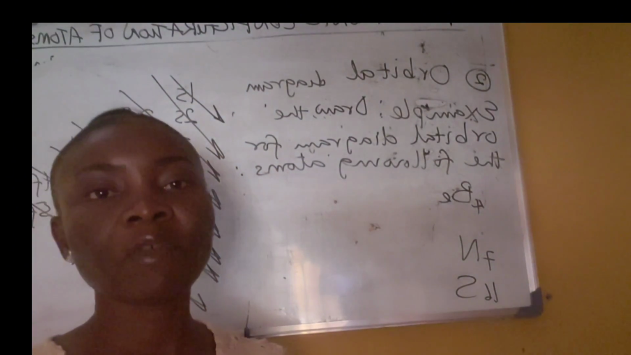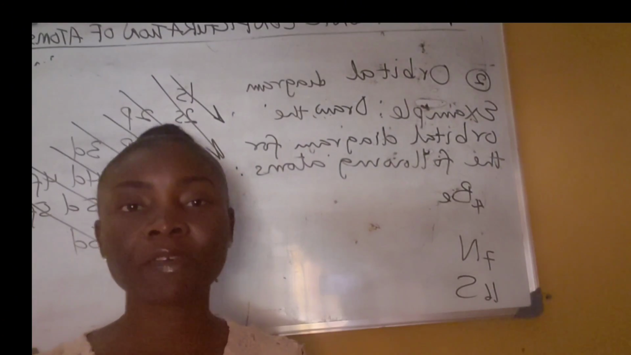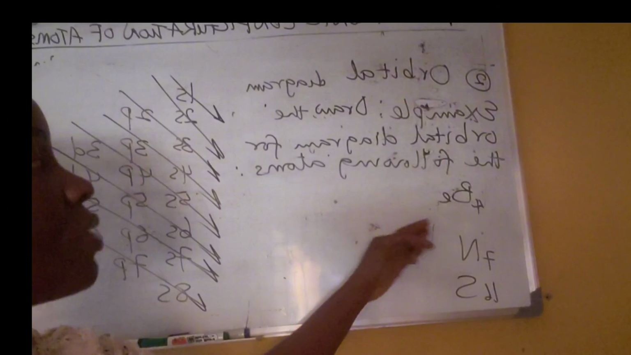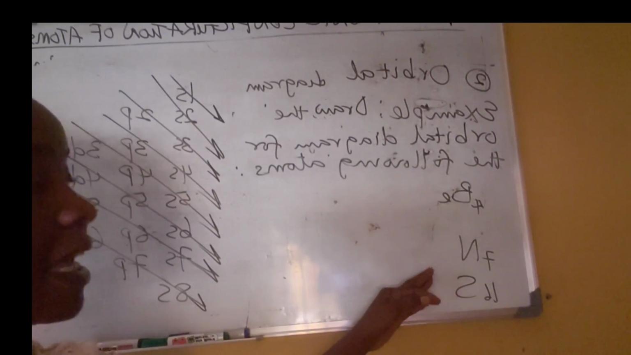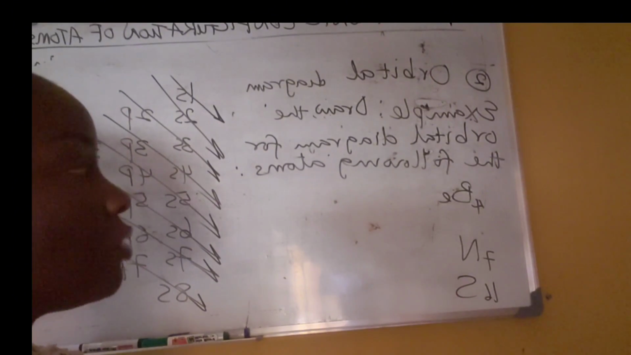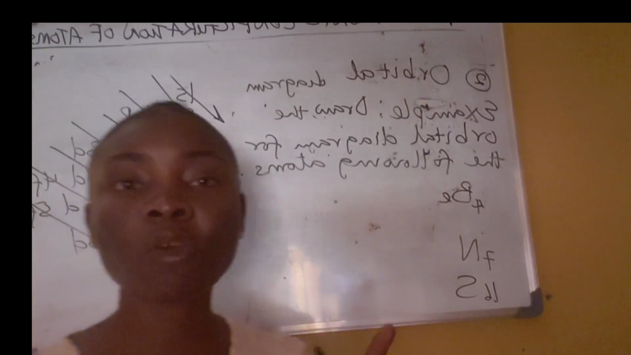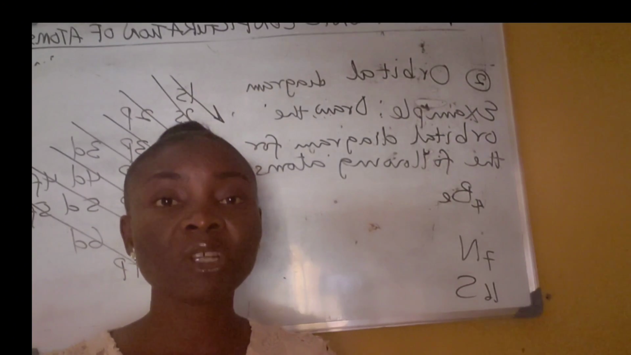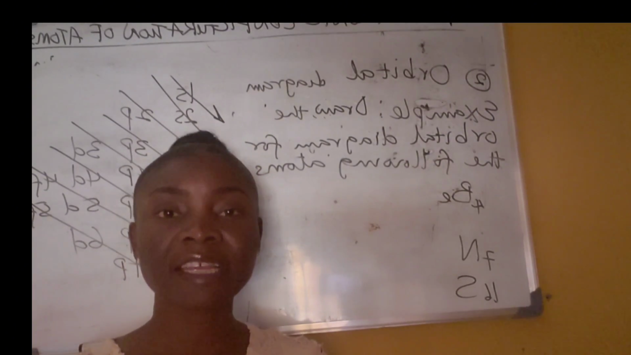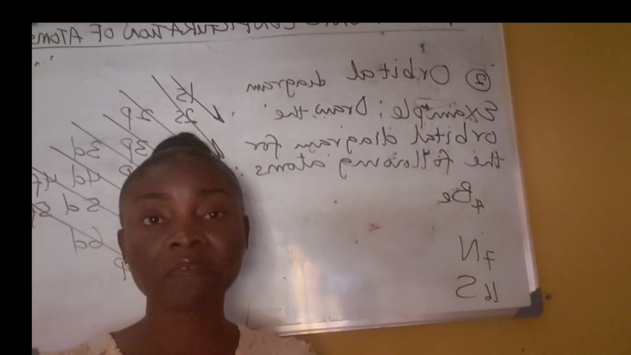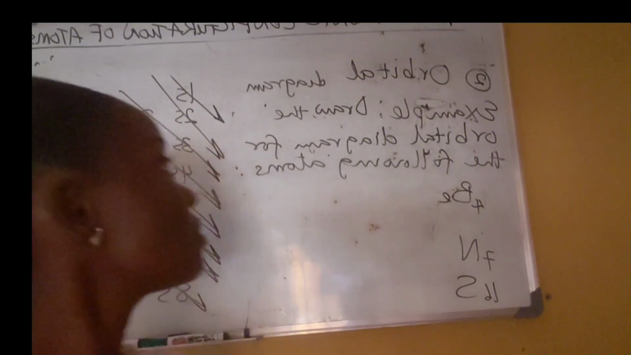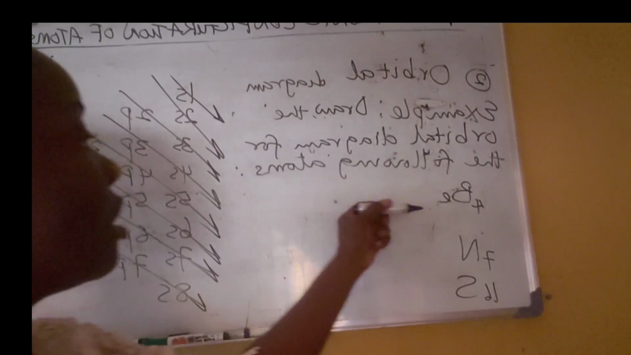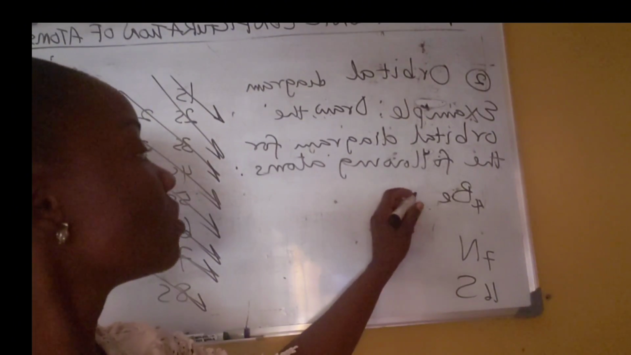Alright, so we move over to the orbital diagram. The question says we should draw the orbital diagram for the following atoms: beryllium, nitrogen, and sulfur. Remember, always bear in mind that you must arrange these orbitals from the lowest energy up to the higher energy, and that is how you are going to be filling electrons into them. Preferably, let me use this first method for this first one.